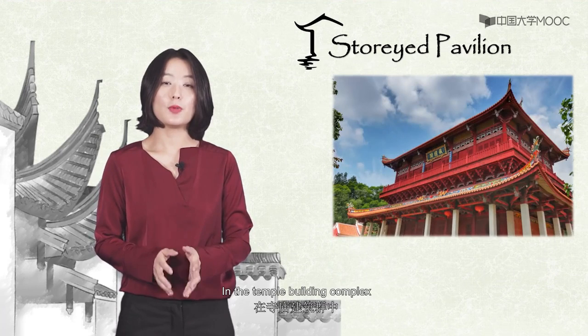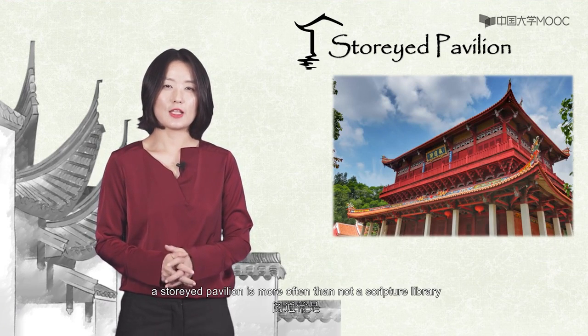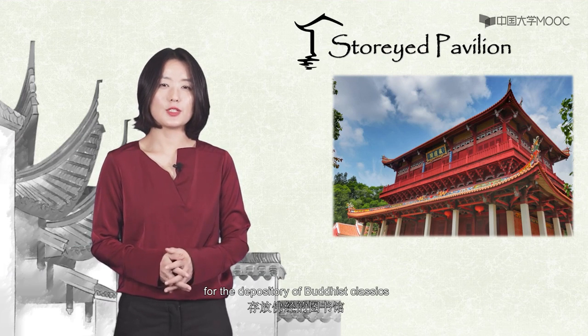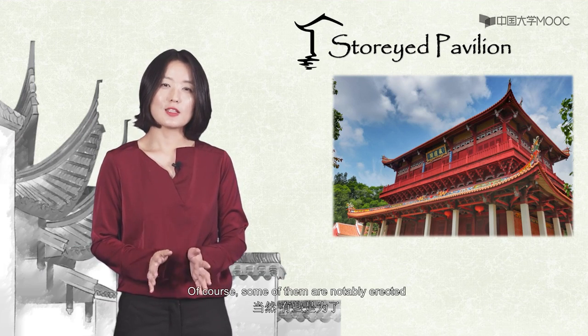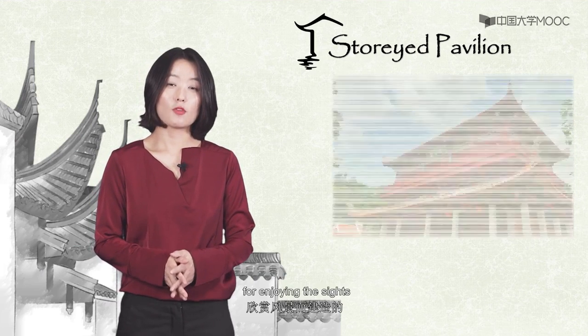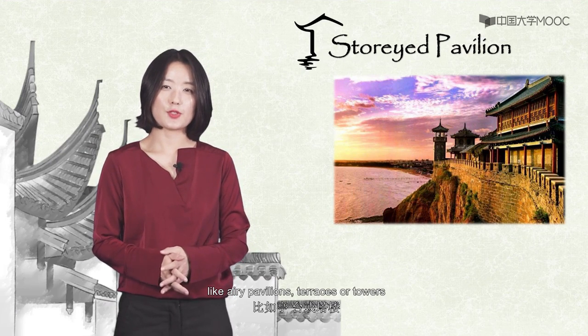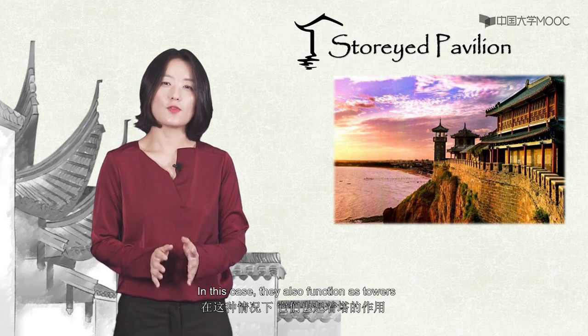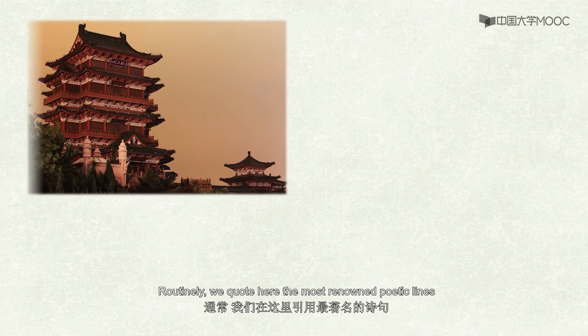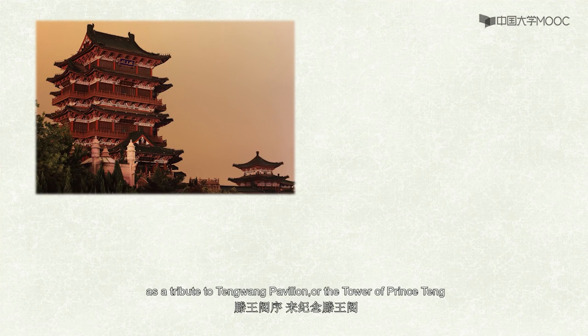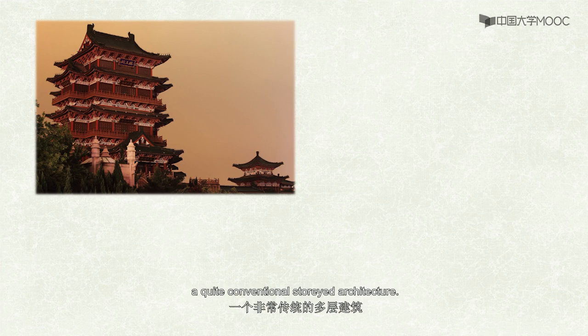In the temple building complex, a storied pavilion is more often than not a scripture library for the depository of Buddhist classics. Of course, some of them are notably erected for enjoying the sights, like airy pavilions, terraces, or towers. In this case, they also function as towers. Routinely, we quote here the most renowned poetic lines as a tribute to Tengwang Pavilion, or the Tower of Prince Teng, a quite conventional storied architecture.